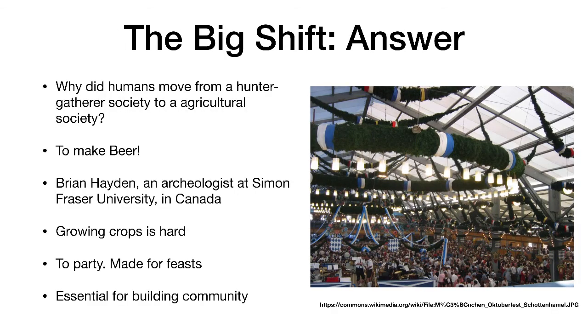So, we come to the end of the video, and it's time to answer the question I posed to you at the beginning. Why did humans move from a hunter-gatherer society to an agricultural society? Basically, to make beer. As put forth by Brian Hayden, an archaeologist at Simon Fraser University in Canada, growing crops such as wheat, barley, and rice is hard work, yet only provides a relatively small amount of nutrition. Why do it? Cultivation began as a way of generating a more reliable food source, and part of that cultivation was celebrations and feasts at the end of the season.